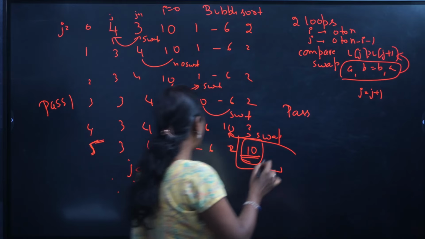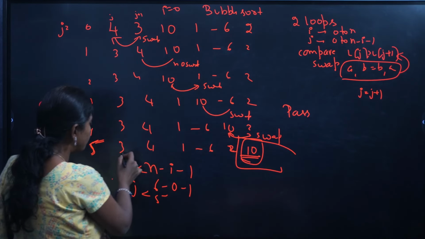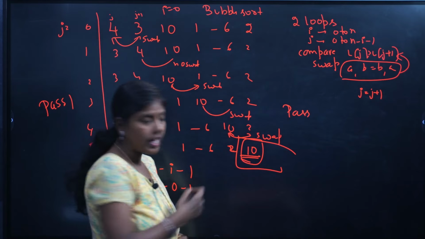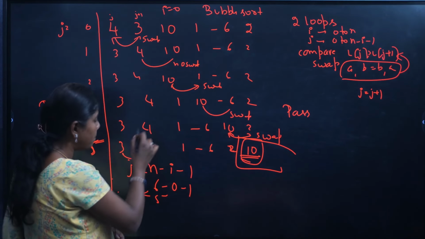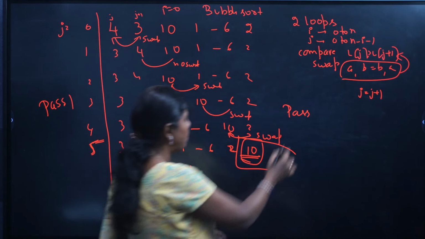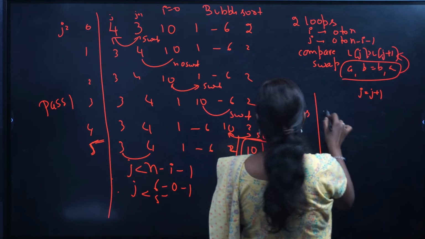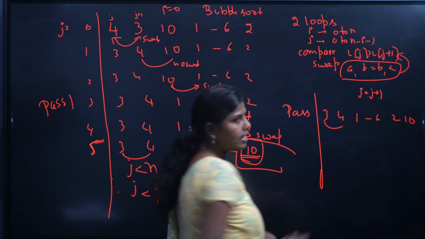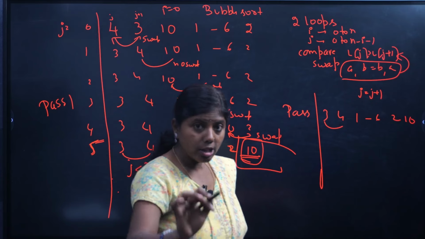Very simple. I'm going to start comparing from 3, 4. This is going to be the value of J. I compare 3 and 4, and I need not swap it. Let me just show you this: 3, 4, 1, minus 6, 2, and 10. For 3 and 4 I need not swap, but the loop continues.